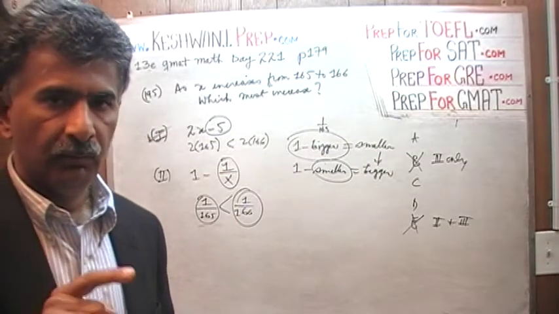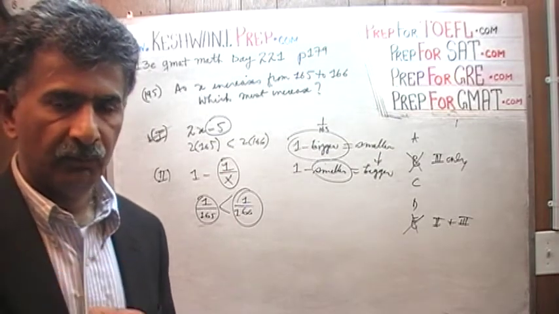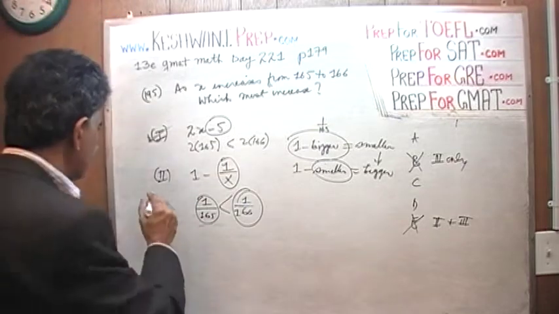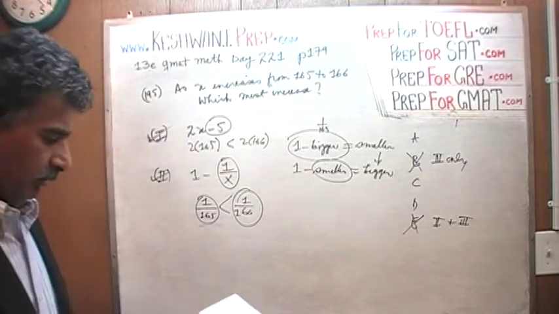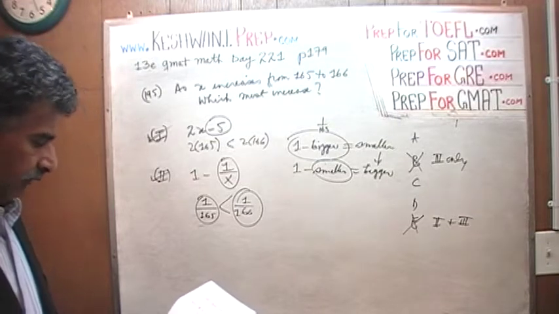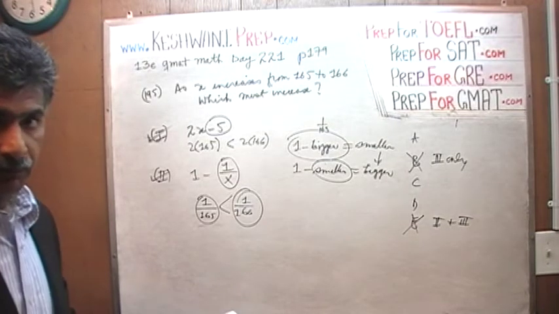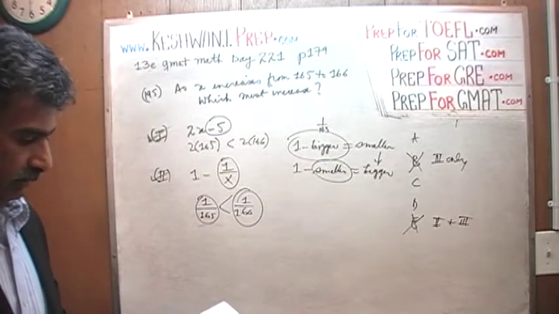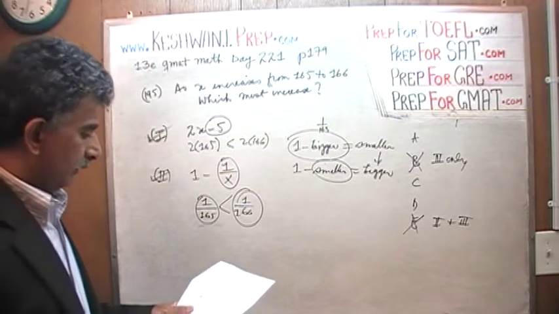First time around, 1 minus a smaller number. Second time around, 1 minus a bigger number. So yes, this one also goes up. This one also goes up, which means the correct answer, whatever it is, must contain Roman numeral 2 in it.